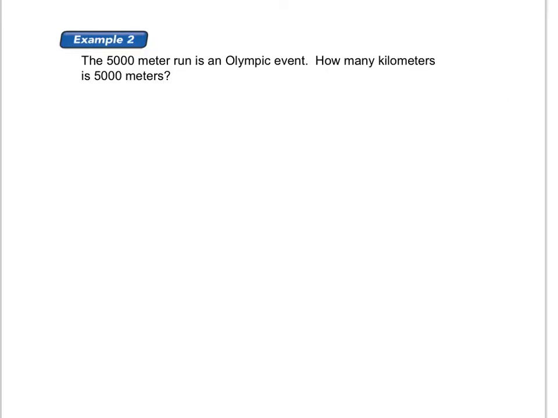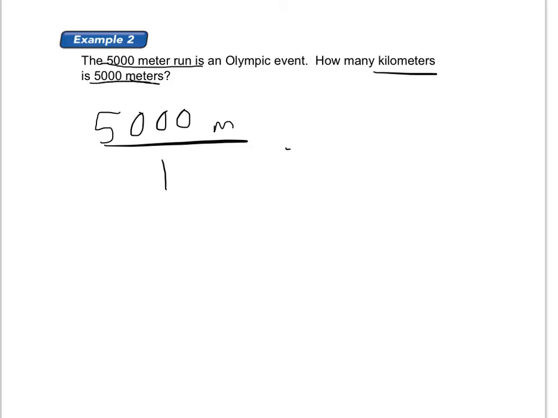Alright, example 2 says the 5,000 meter run is an Olympic event. How many kilometers is 5,000 meters? Well, here's the measurement we were given, 5,000 meters. So I put it over 1. And again, whenever we're converting, here we're converting from 5,000 meters to kilometers. So I'm going to use a unit multiplier to do that. And again, if we want to cancel out our meters, since meters is on top here, it's got to be on bottom over here. And I'm converting from meters to kilometers, so I'm going to put kilometers on the top.